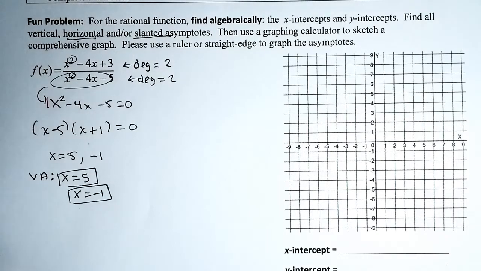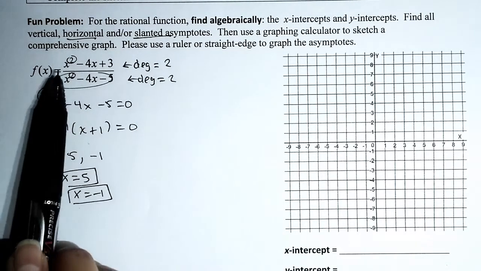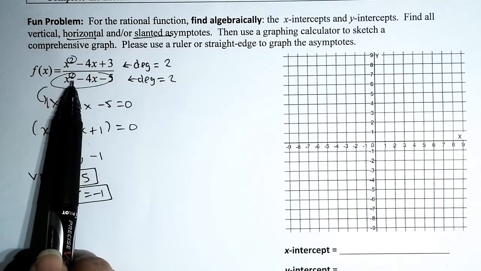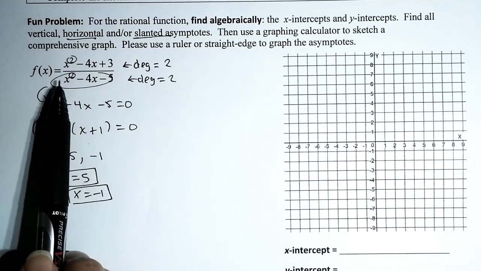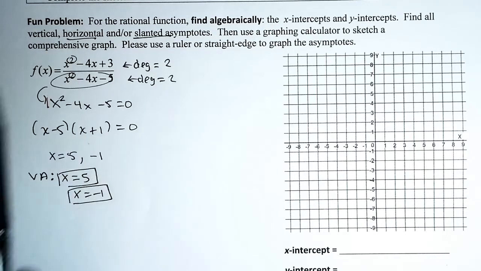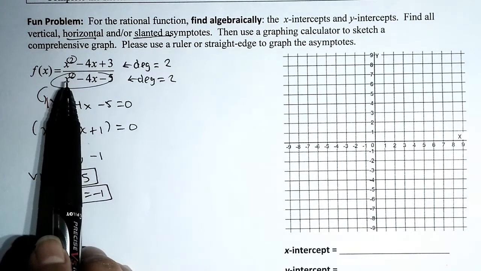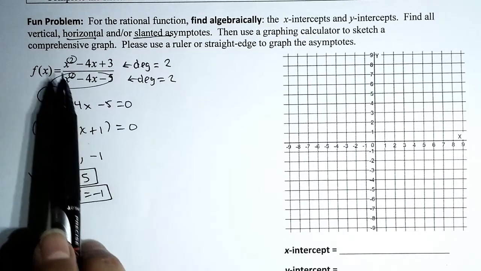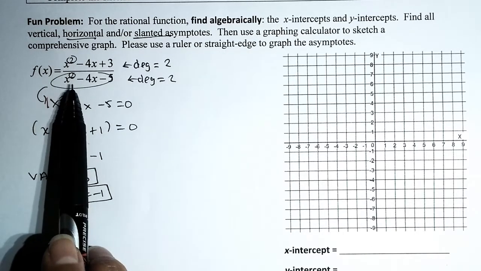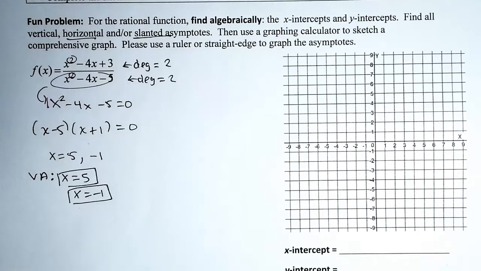From a previous video, we had said that if the degree of the numerator is 1 more than the degree of the denominator, then there may be a slanted asymptote. But this is not the case. So then how about horizontal asymptotes? We had said if the degrees are the same, then this is how we find the horizontal asymptote. If the degree of the numerator is less than the degree of the denominator, this is how you find the horizontal asymptote.